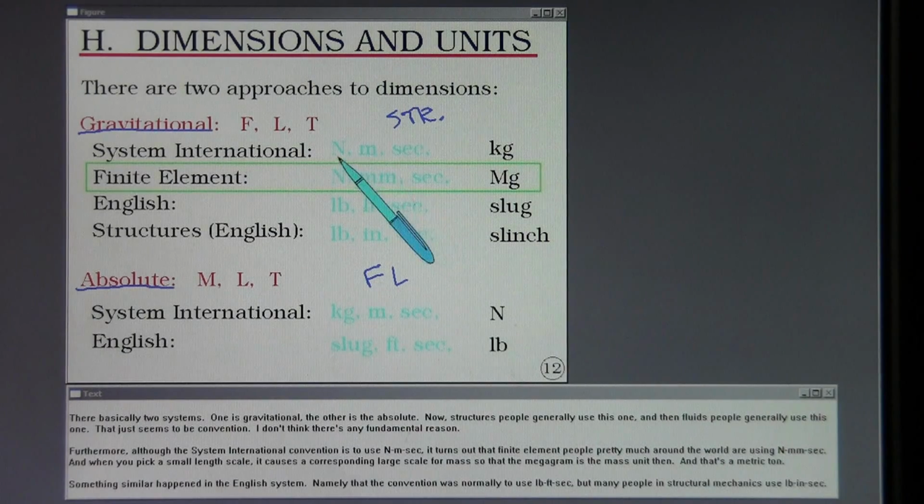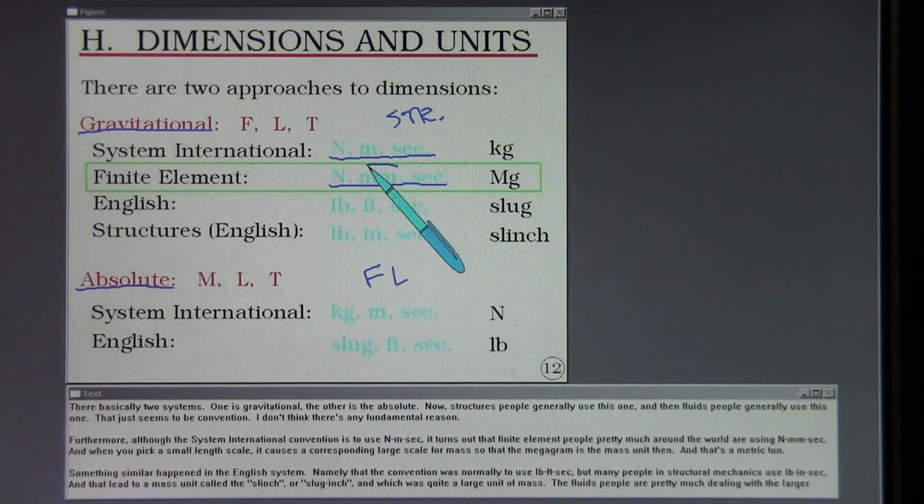Furthermore, although the System International convention is to use Newton meter second, it turns out that finite element people pretty much around the world are using Newton millimeter second. And when you pick a small length scale, it causes a corresponding large scale for mass, so that the megagram is the mass unit then, and that's a metric ton.